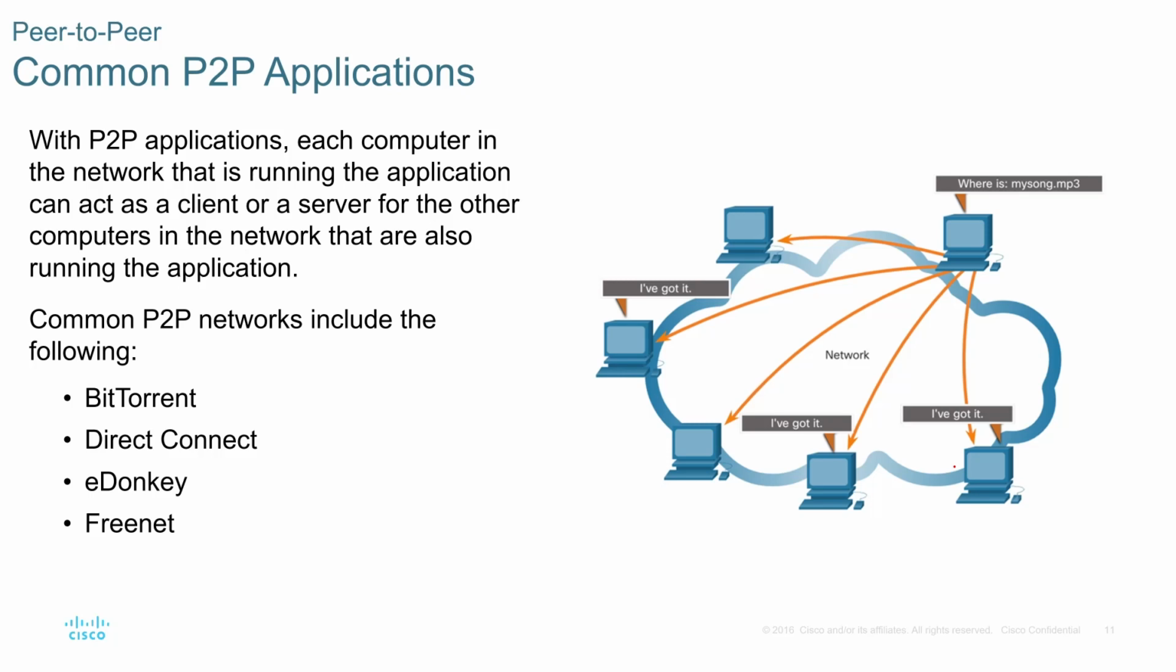Here are some of the common peer-to-peer applications. Each computer in the network that is running the application can act as a client or a server for the other computers in the network that are also running the application. The most common being BitTorrent, Direct Connect, eDonkey, and Freenet. Remember, it is only acceptable to exchange free, uncopyrighted data.